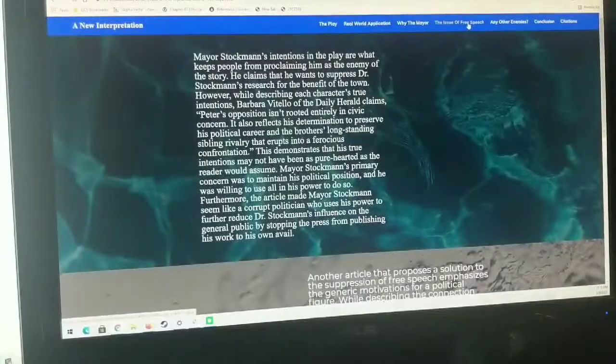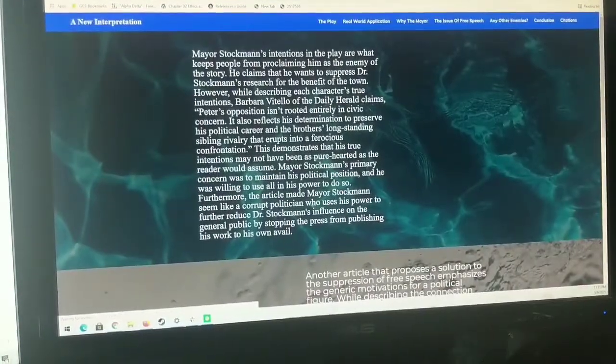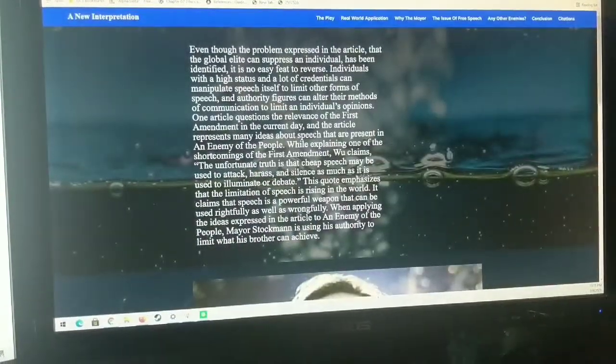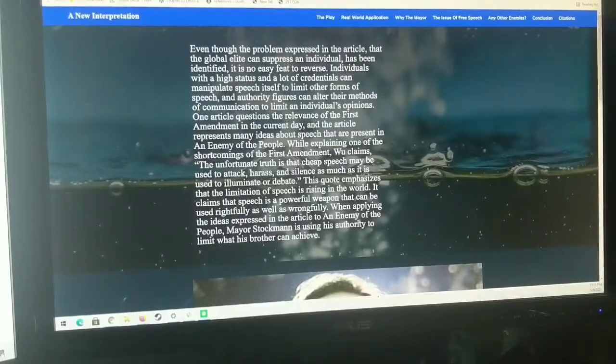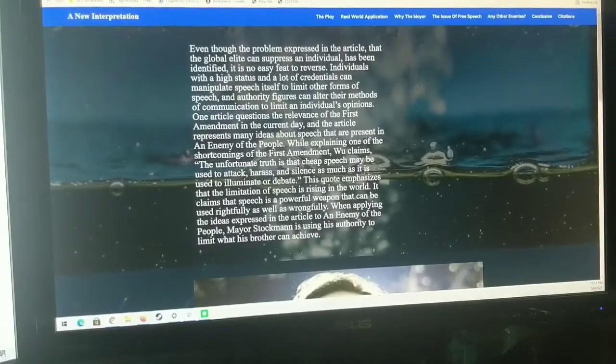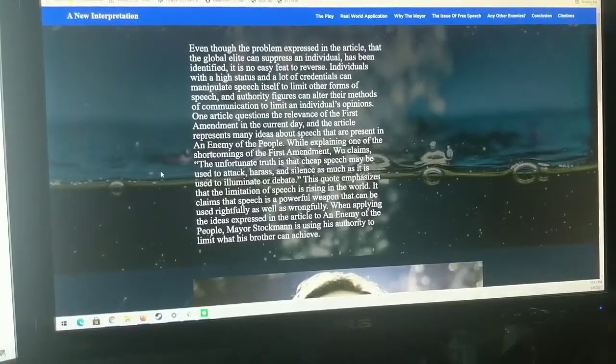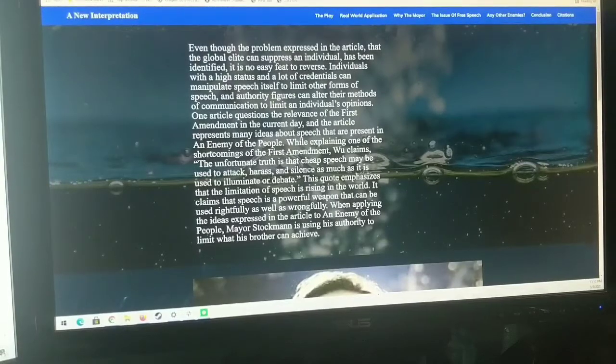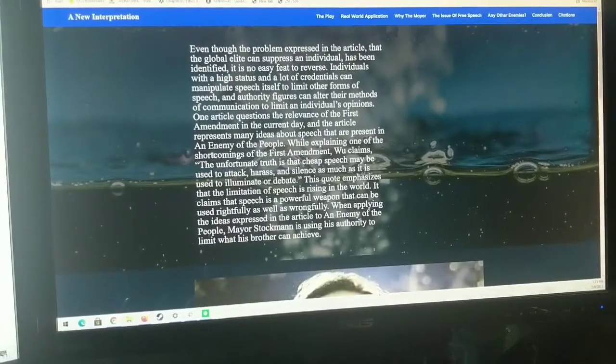The issue of free speech is the name of the next page. This page questions how real free speech actually is. There are many limitations to the First Amendment, and governing officials have power to limit speech. Because of this, free speech does not truly exist, and this page applies this concept towards An Enemy of the People. Individuals with high status and a lot of credentials can manipulate speech itself to limit other forms of speech, and authority figures can alter their methods of communication to limit an individual's opinions.